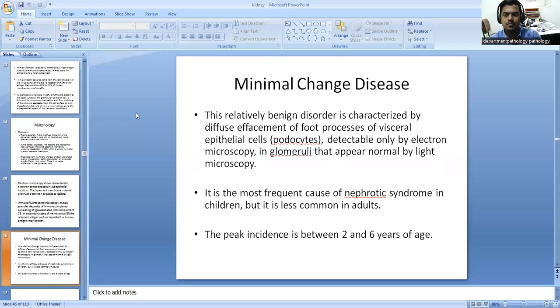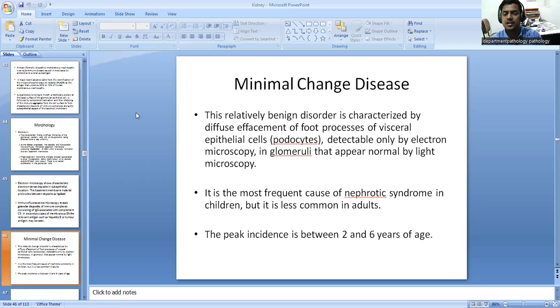Next entity, minimal change disease, suggestive in name itself, minimal changes seen in the glomeruli. This relatively benign disorder is characterized by diffuse effacement of foot processes of visceral epithelial cells, which are also known as podocytes. So in crux, we can say that it is a diffuse effacement of the podocyte, detectable only by electron microscopy.